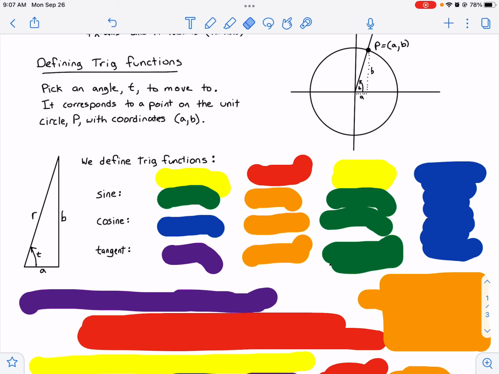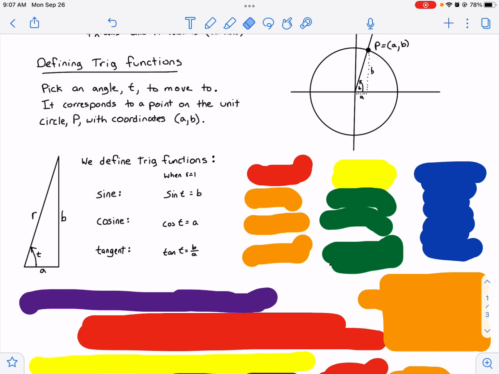I have one of these giant books if you want to look them up sometime. If you wanted to find the sine of an angle, you had to look it up in a book. When the radius is 1, the sine of that angle t is b, the cosine of the angle t is a, and the tangent of the angle t is the ratio of b to a. That's just how they're defined.